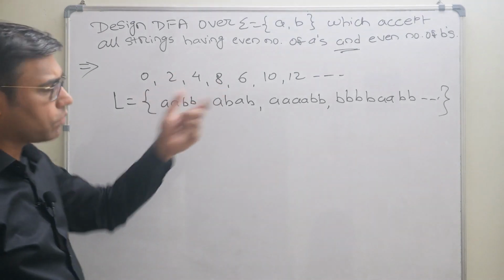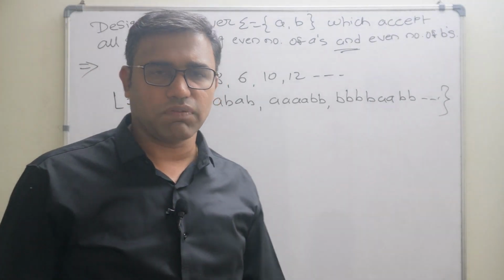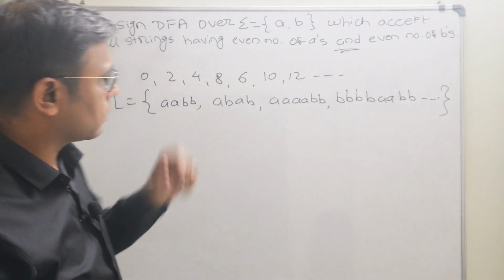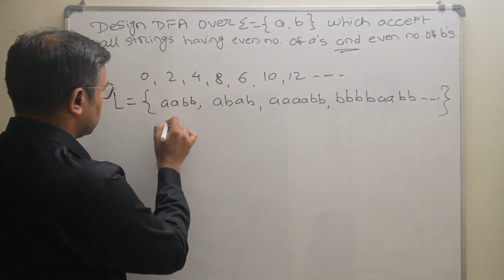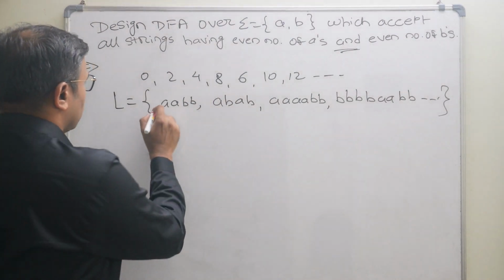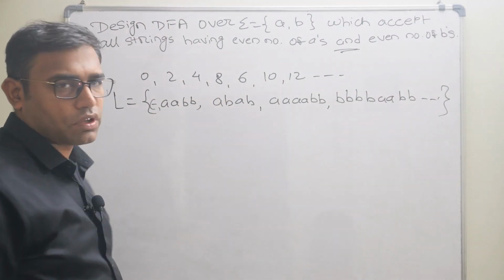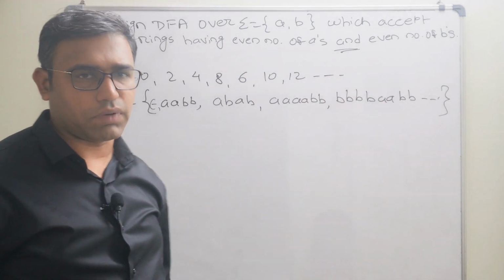So I will divide it into two parts. First of all, I will construct the DFA for even number of a, then I will construct for even number of b, and then we'll join it. So even number means 0 also, so it will contain epsilon also, because if there is value 0, it means even number.